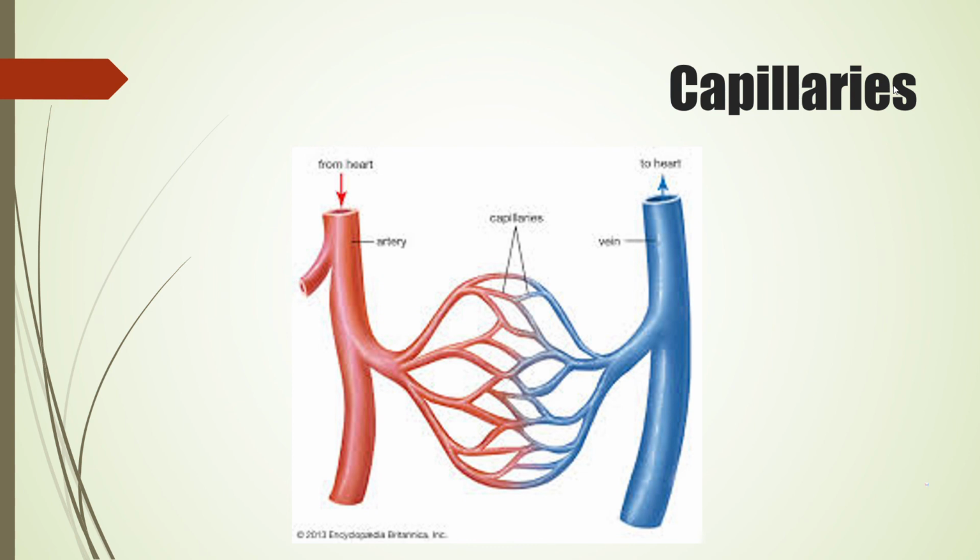Capillaries unite together to form vessels of more diameter called veins. So capillaries finally become veins. Capillary network is present in each organ.